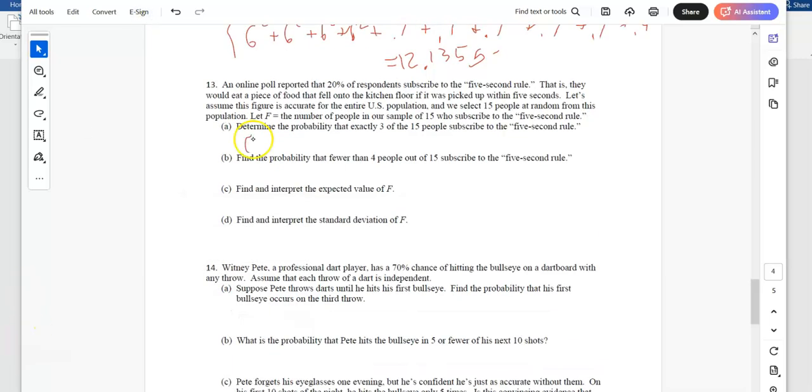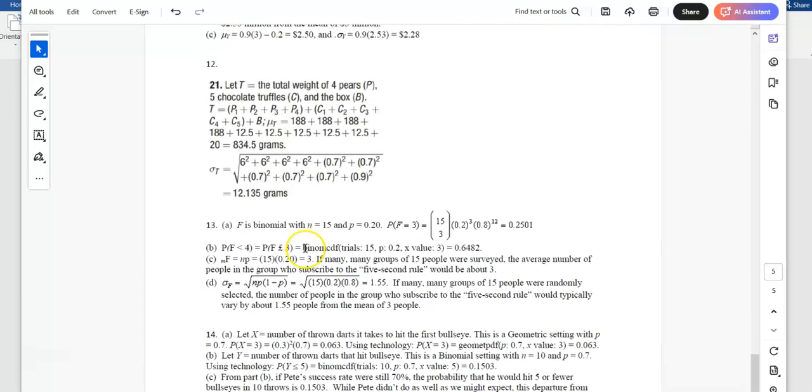Okay, so I'm just going to write out what you could type in your calculator. So nCr, where n is a number here. So 15 choose 3, times the probability of success, which is 0.2, to the X, which is 3, times failure, which is 0.8, to the 15 minus 3, or 12th power. If you type that in, let's see if that's what they did for 13. Yeah, you can see right here, they did that and they got 0.2501 when they typed that in their calculator.